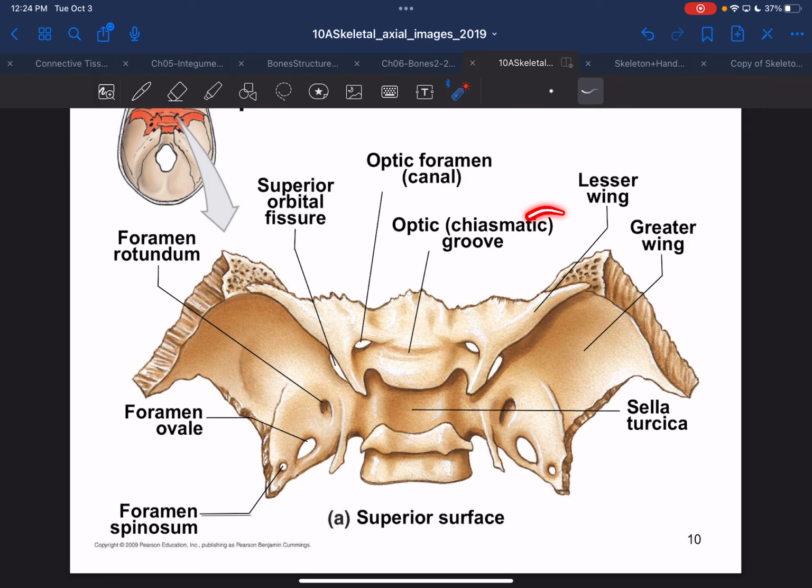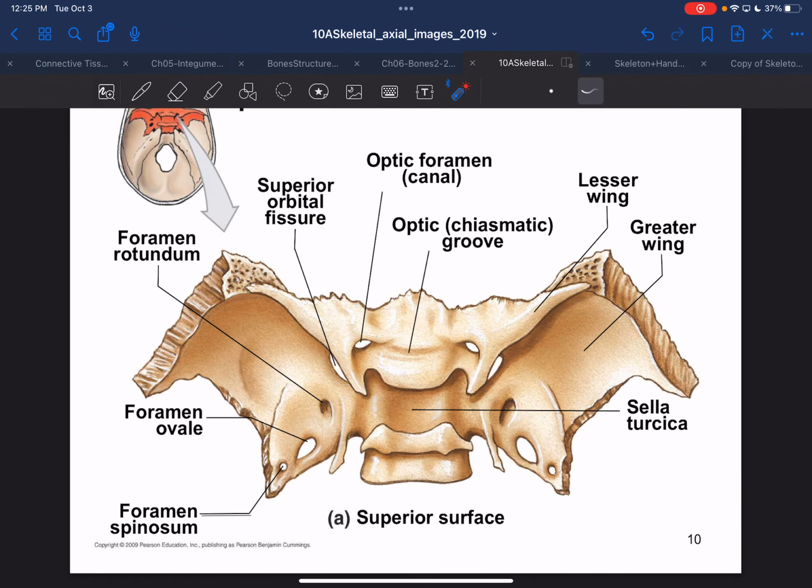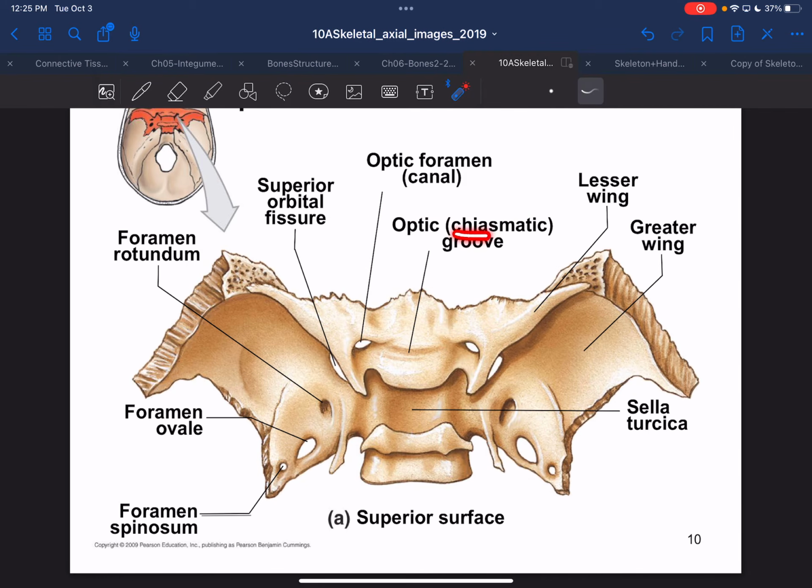But the thing is that this nerve, the nerve coming from this eye, it needs to send nerves to the other side of the brain. And so does this part. It also needs to send nerves to the other side. And so there's this nice little region here for that intersection called the optic groove or the optic chiasmatic, or chiasma is actually more appropriate.